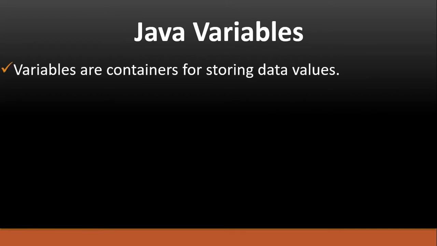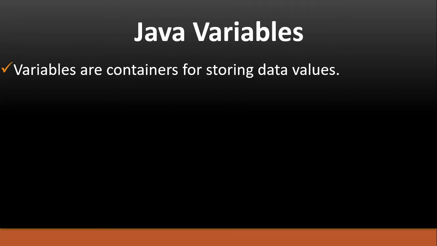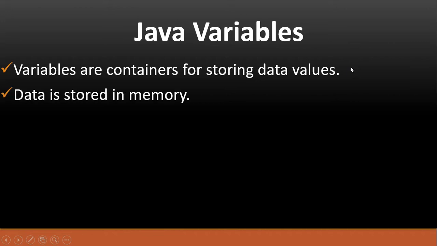Java variables. If you want to store any values, you need a container. Java variables are nothing but containers for storing values. So what are data values? For example, if you want to store your address or your name or your age, they are nothing but your data values. To store all this kind of data, we need a container, and that is nothing but variables.